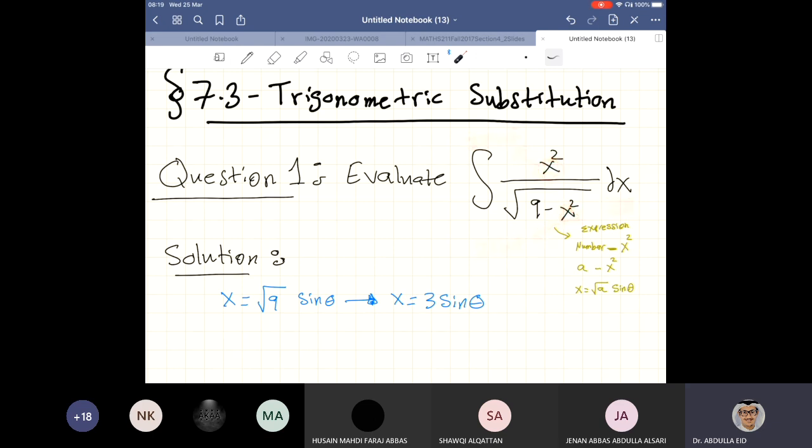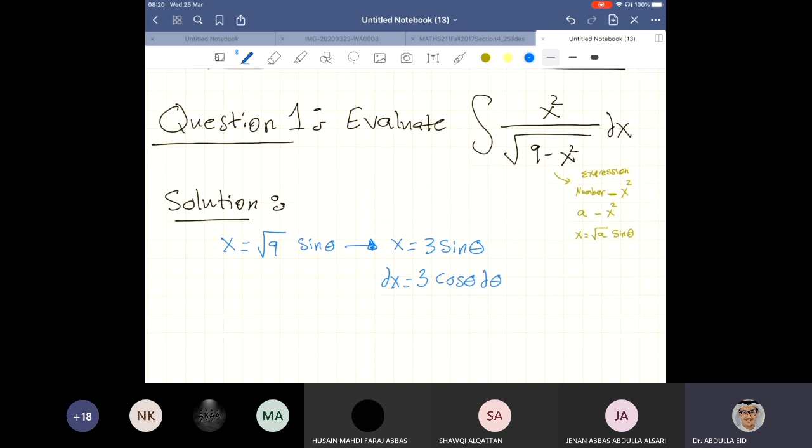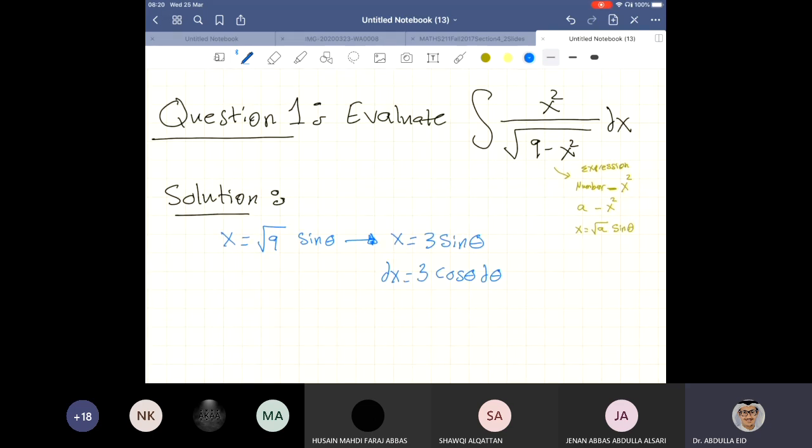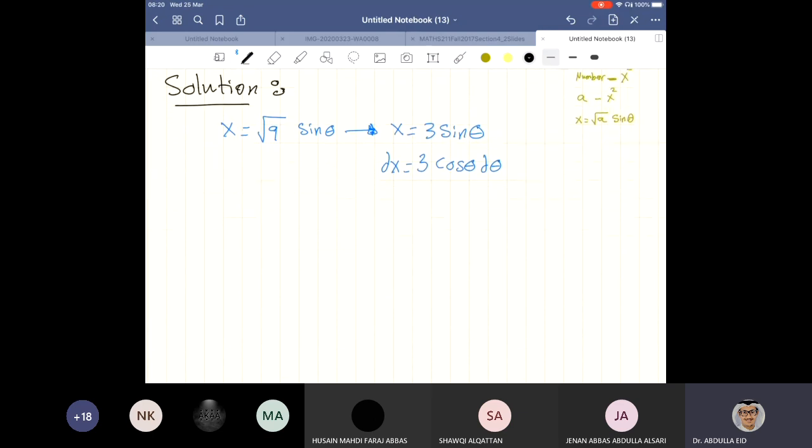Now I need to find dx also, because I need it. If you have x, then dx is the differential, which is 3 times the derivative of sine theta. Can you remind me what is the derivative of sine theta? Turn on the mic and please say it. What's the derivative of sine theta? Cosine. So we have 3 cosine theta, d theta. Now we take this information, and I think it's time for us to substitute it here.